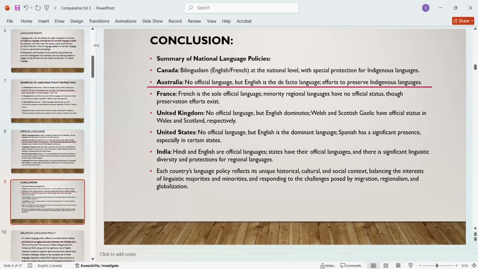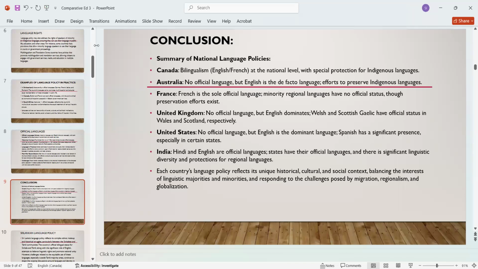UK, no official language, but English dominates. Welsh and Scottish Gaelic have official status in Wales and Scotland, respectively. So United States, no official language, but English is the dominant language. Spanish has a significant presence, especially in certain states. India, Hindi and English are official languages. States have their own official language, and there is significant linguistic diversity and protection for regional languages.